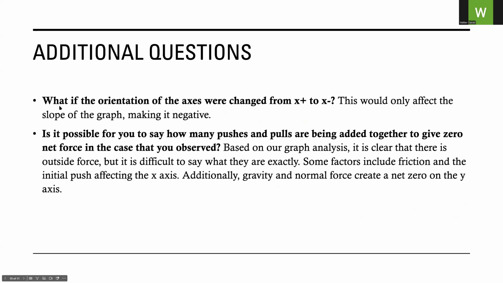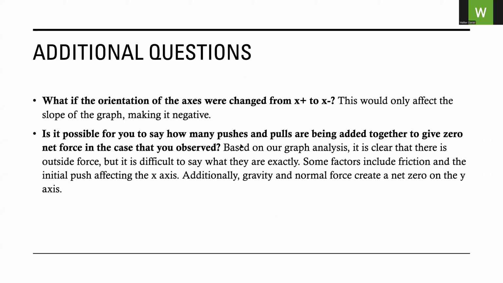And this leaves us with some additional questions. What if the original orientation of the axes were flipped from x positive to x negative? This would only affect the slope of the graph, which would make it negative. And that is because our axes are relative, so it's kind of how we perceive them, and it affects none of the physics whatsoever. And also, is it possible for you to say how many pushes and pulls are being added together to give a net 0 force in the cases that you observed?